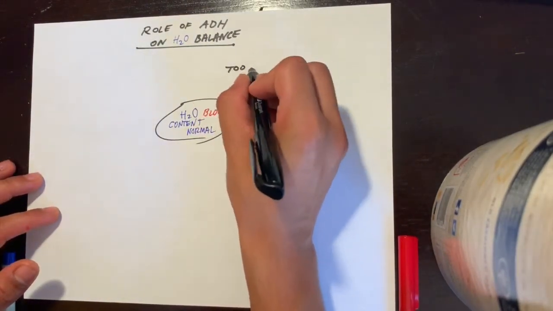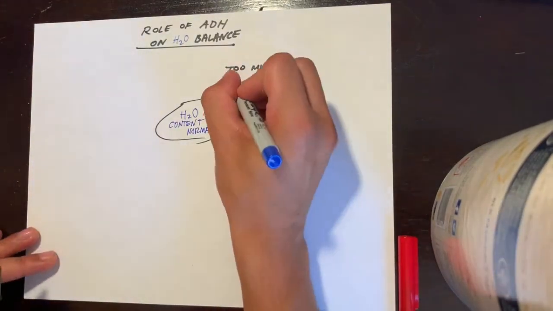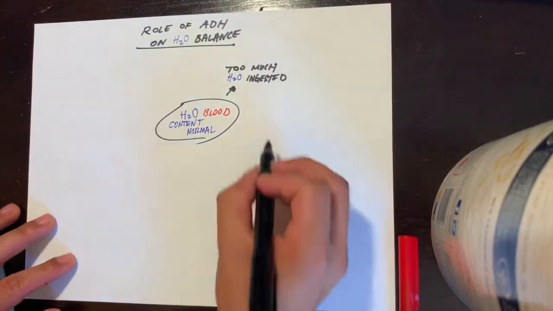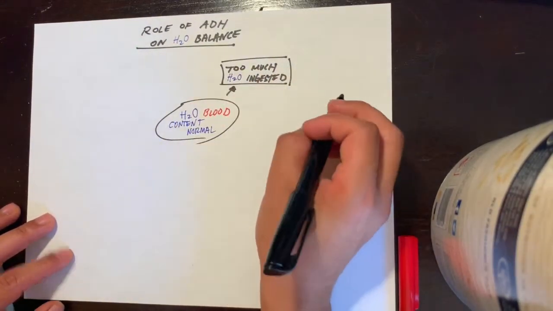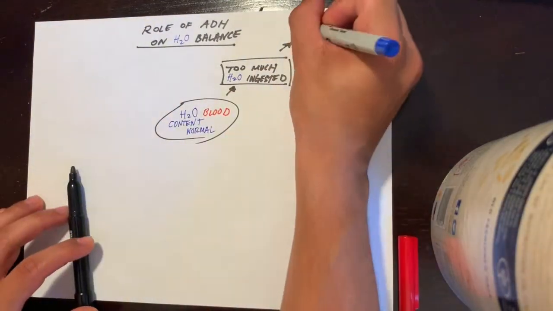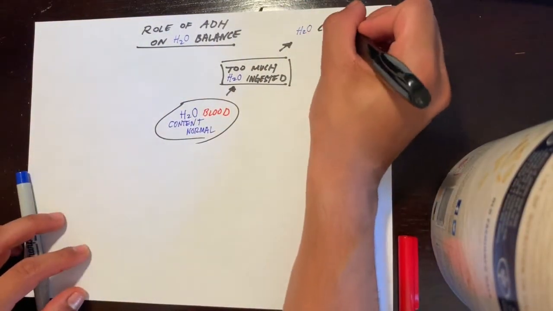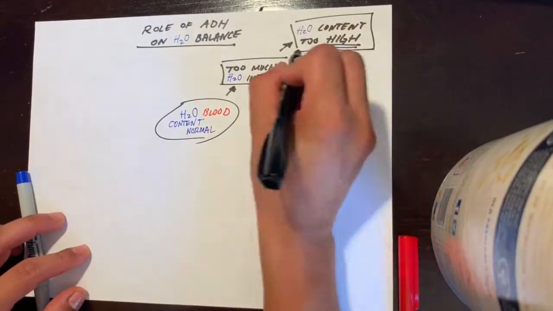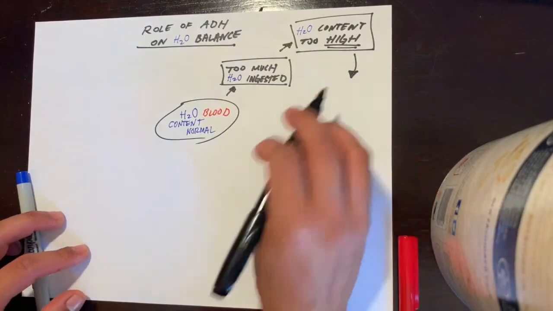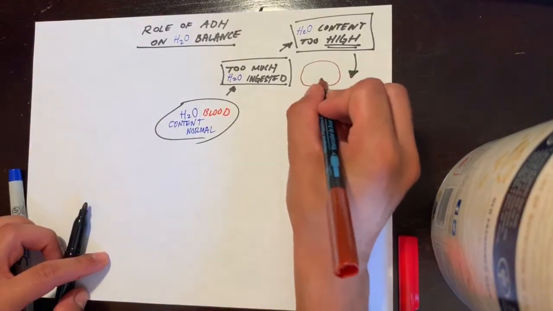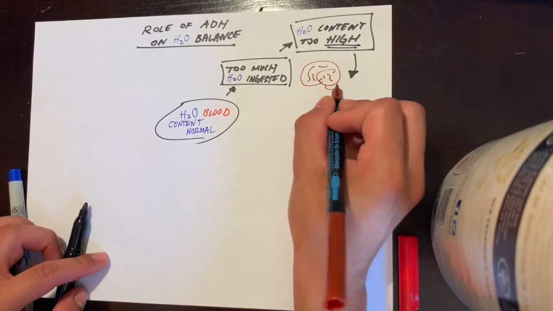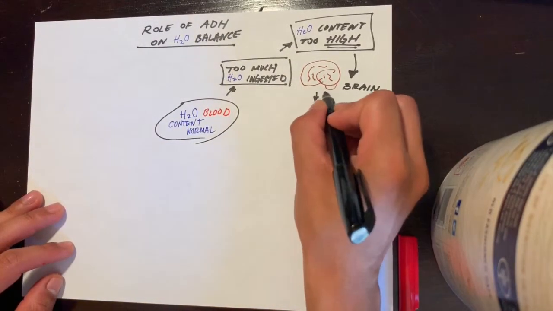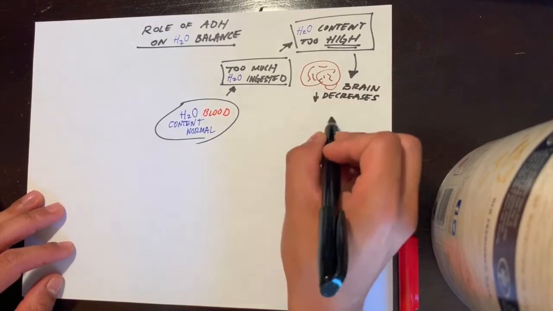So first we start with the example when there's too much water ingested in the body. When too much water is in the blood, essentially the H2O content in the body is too high. Therefore, this is detected by osmoreceptors in the hypothalamus. So the brain decreases ADH secretion. It's decreased.